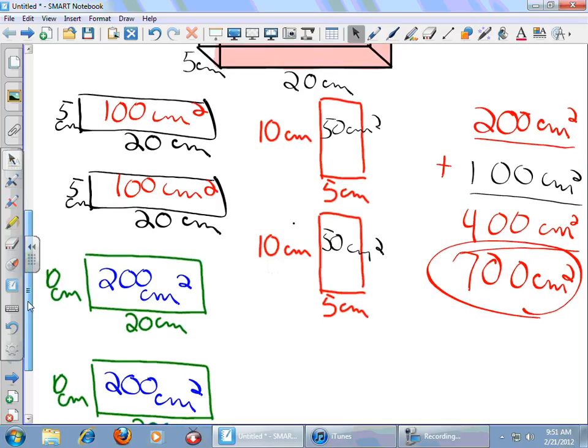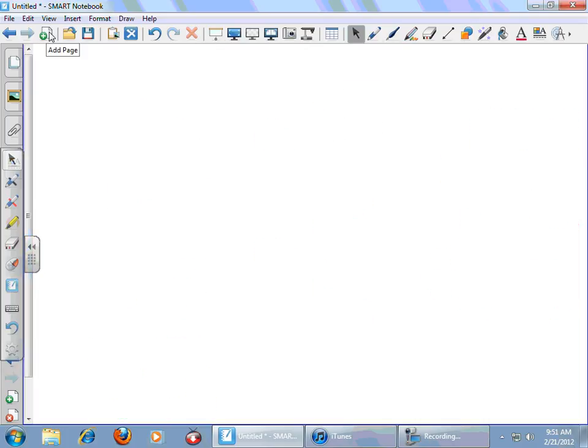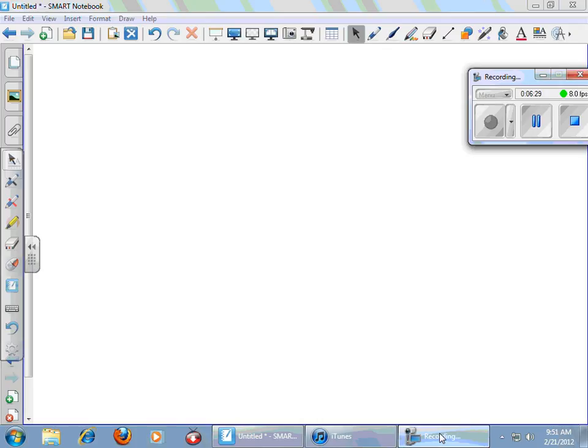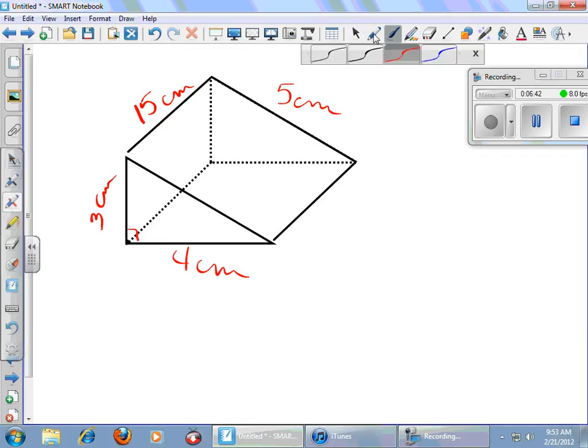All right, let's look at another one that's a little bit more involved. Let me see how I'm doing on time. That's good. Okay, let's say we have this right triangular prism here. All right, what I've got to do first is figure out what's making it up. Well, the most obvious thing is I have some right triangles. I have this right triangle, which is a 3-4-5 right triangle.